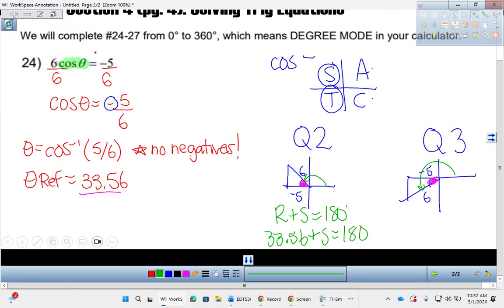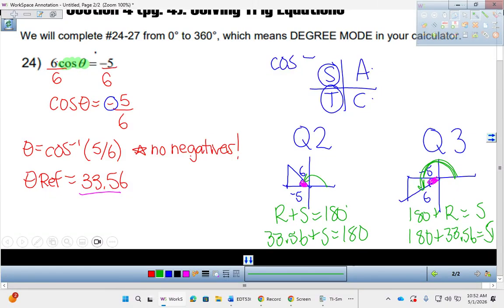by subtracting from 180. And if I'm in quadrant 3, the rule is 180, so that full half circle, plus that little bit, which is the reference angle, equals the standard angle. So 180 plus the reference angle I know, 33.56, equals my standard angle. So I'm just going to solve both of those two equations for S, and that's my final answer to the problem. There are two answers to the problem.